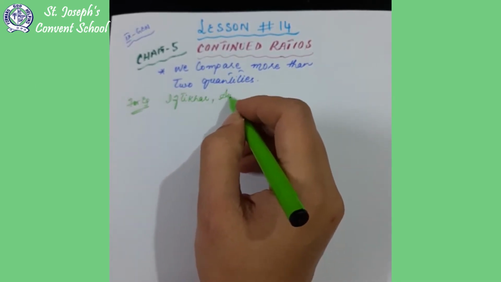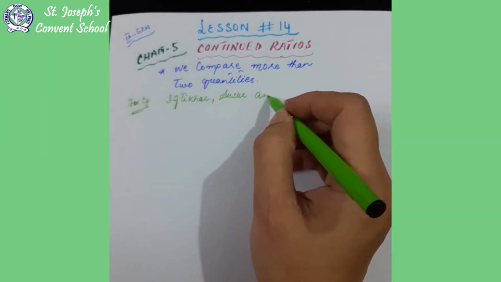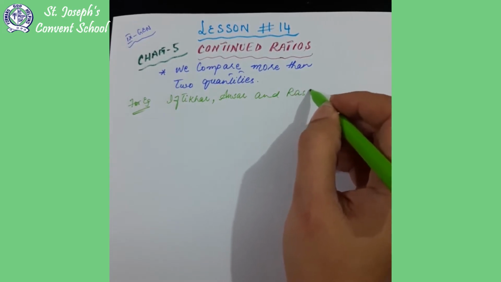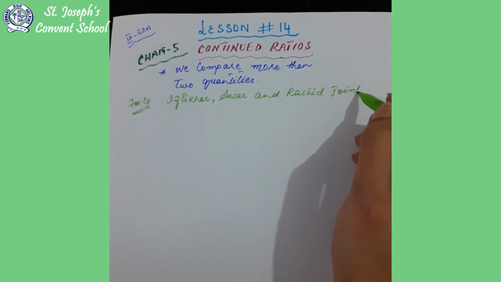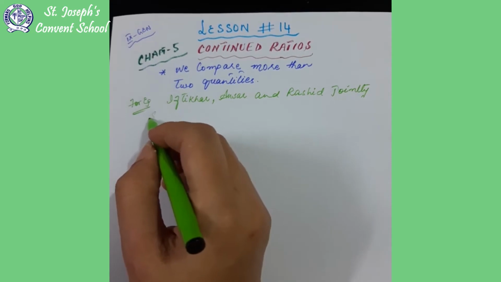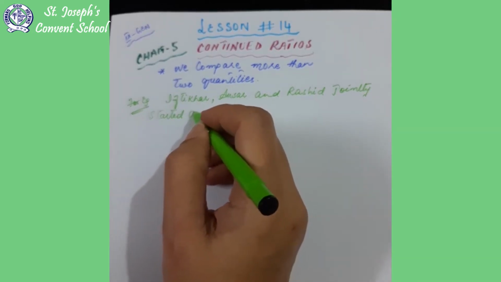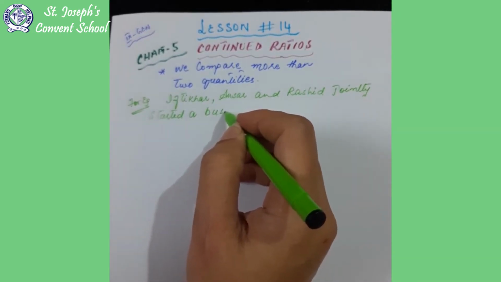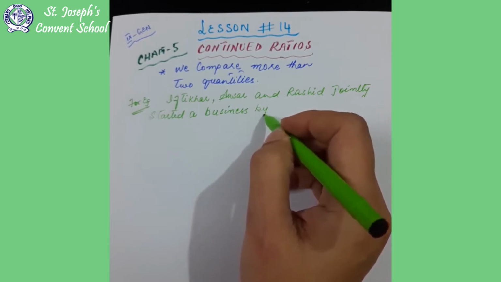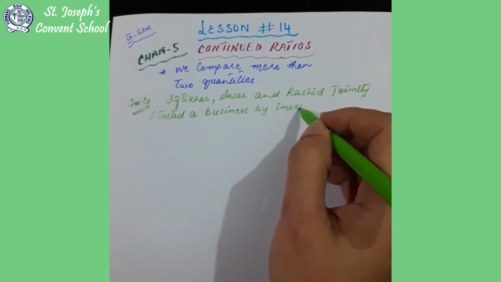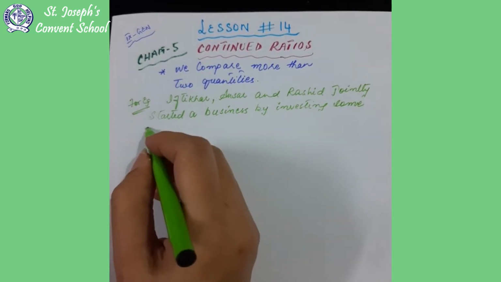Iftikhar, Ansar and Rashid, these are three persons who jointly started a business by investing some money.